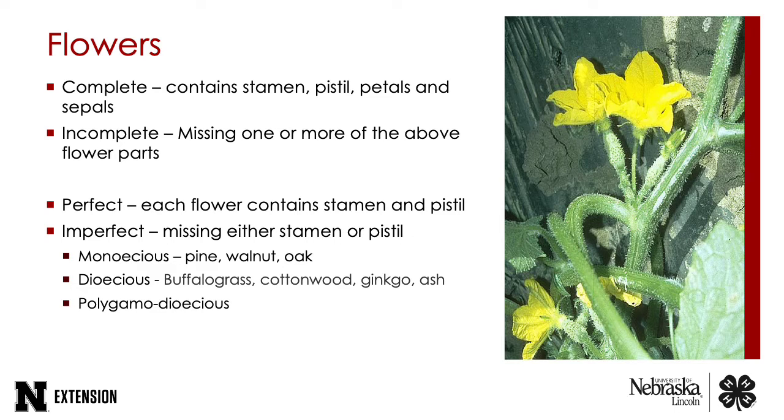Then polygamodioecious, and all that means is that you may have a plant that has separate male and female plants, but then they may also have a few flowers which are perfect, which have both functioning male and female flowers together. Now again, if you can't remember all of these terms, you can refer to that Identifying Landscape Plants Extension Circular, and you'll find them listed there again.